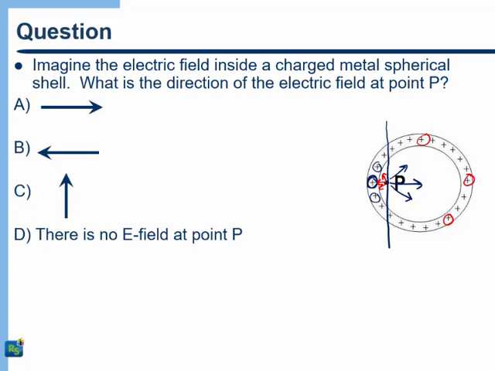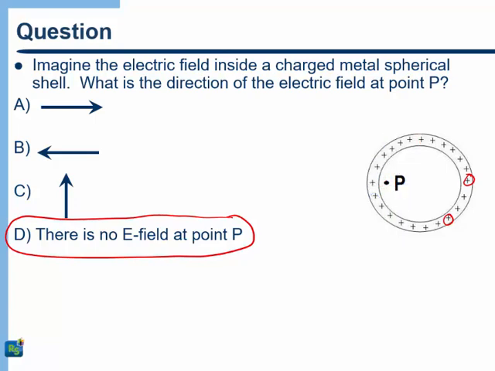So the answer is D. There is no electric field at point P. Now this is kind of a cool problem to do with Gauss's law. Remember that to use Gauss's law, we have to be able to figure out a surface over which we can make the argument that the electric field is constant, even though we don't know what the electric field is yet. And we need the surface to go through the point where we want to know the electric field.